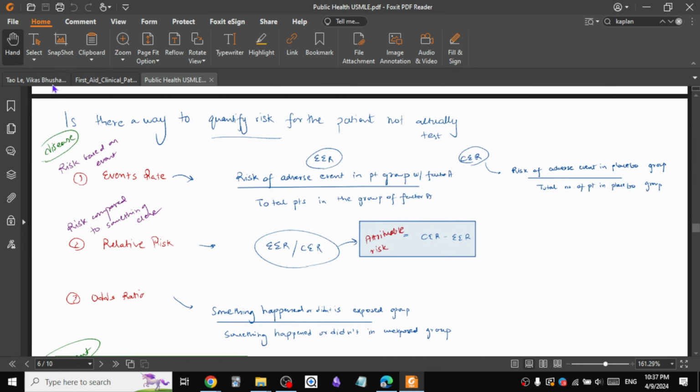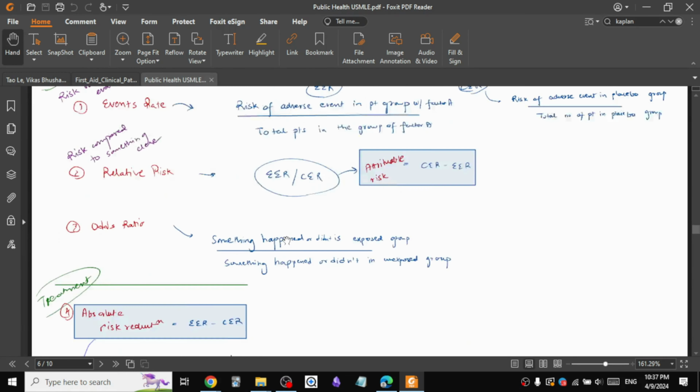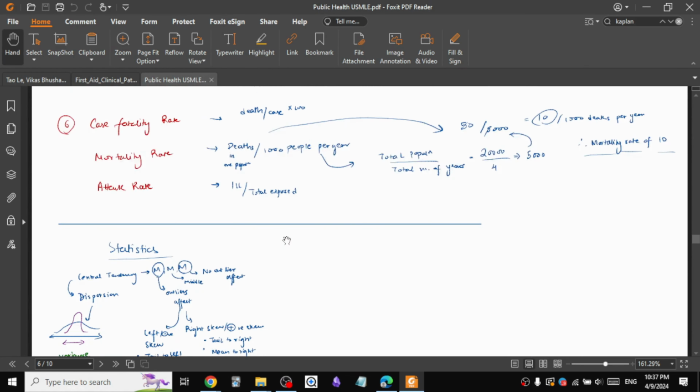Okay, so now we understand all of that. Now we'll continue with risk and ratios and stuff in the next part.